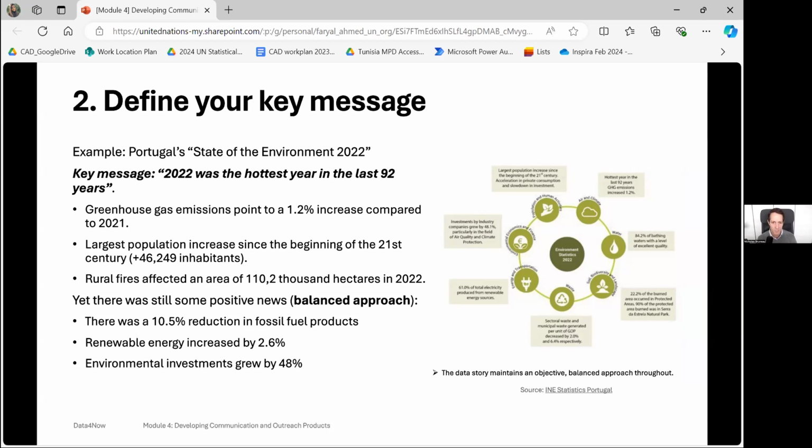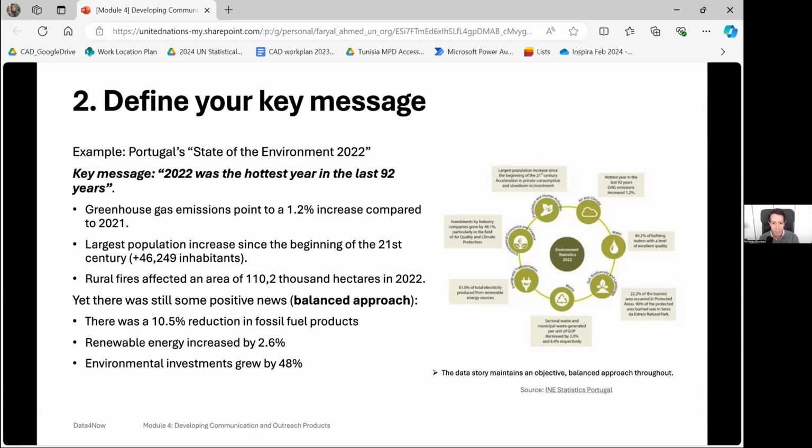Having said that, as statisticians and as Farial mentioned, it's important to keep a balanced approach and also show different points that can also give a bigger picture. So there was, however, some positive news.